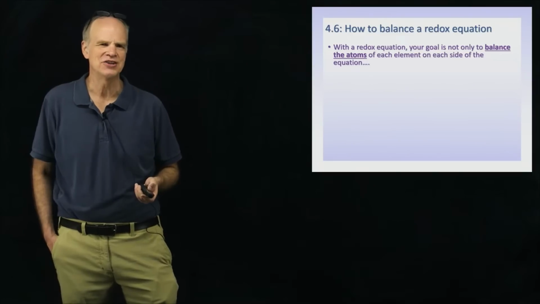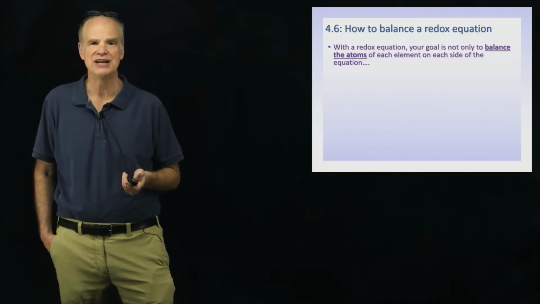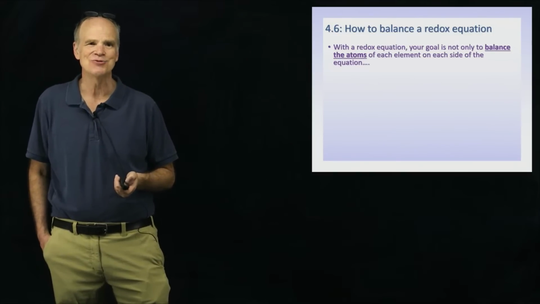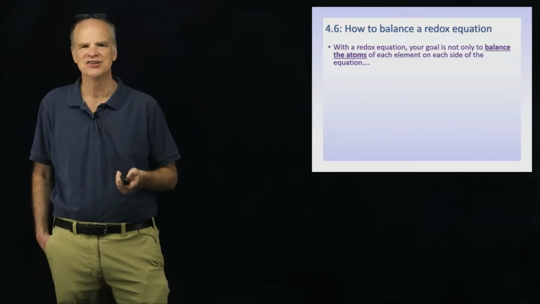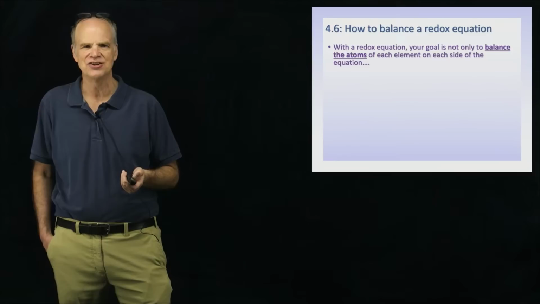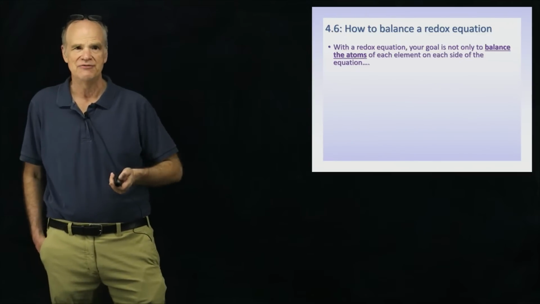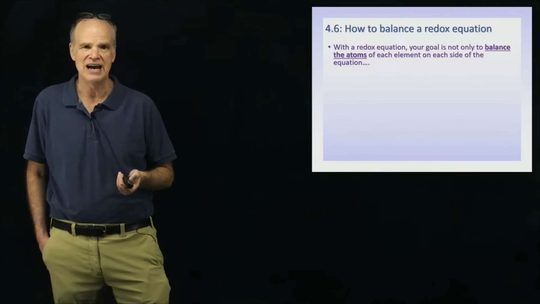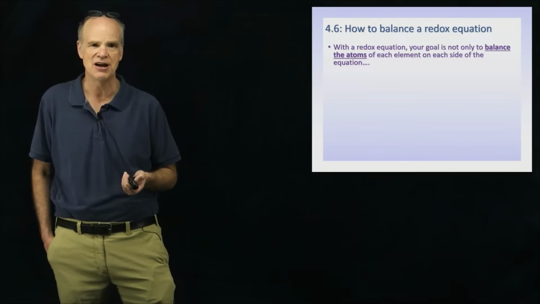Hey everybody, welcome back to chemistry, and now I need to teach you how to balance redox reactions. Redox reactions are a little bit more difficult to balance than your normal chemical reaction, and the reason is this. With a normal chemical reaction, all you need to do to balance it is make sure that for each element you're looking at, you have the same number of atoms of that element on the reactant side as you do on the product side.